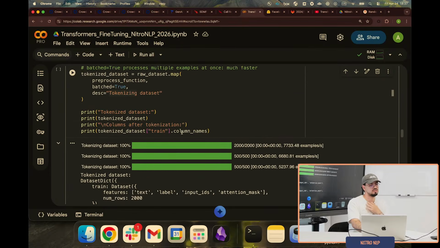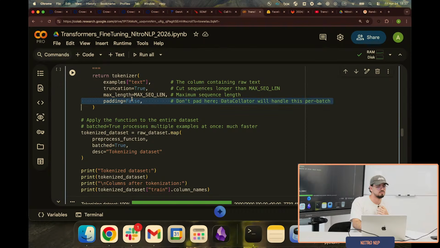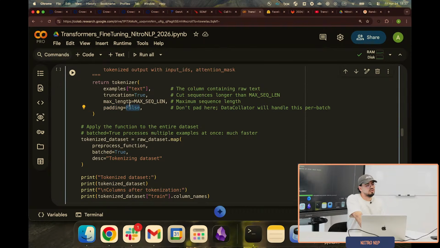And then, because I put padding false, does anyone know what padding would do here, or have any intuition about what padding would be in this scenario? And why I put it as false? Because it's not really intuitive why I would put it as false.